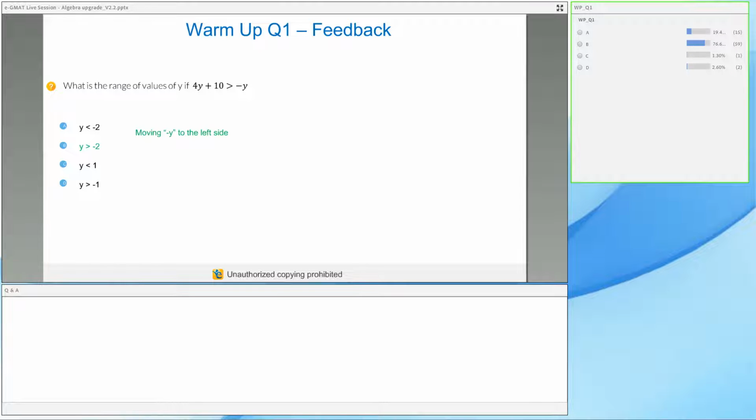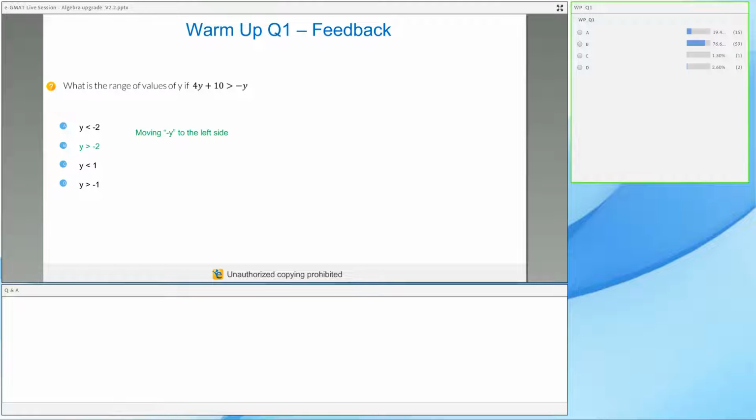So 76% of you marked option B as the correct answer, and some of you ended up marking option A. So those of you who ended up marking option A, most probably you messed up the sign out here. Let me discuss how to solve this question first. Whenever you're solving an inequality, the movement of the variables into the left hand side or the right hand side usually works in the same way as an equation.